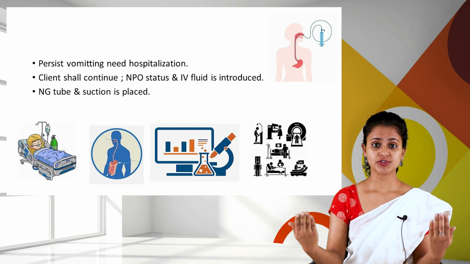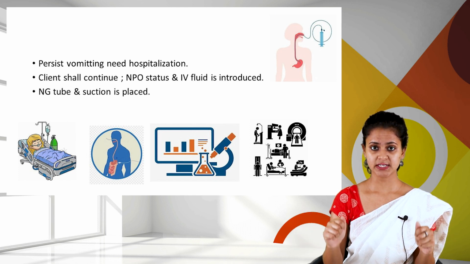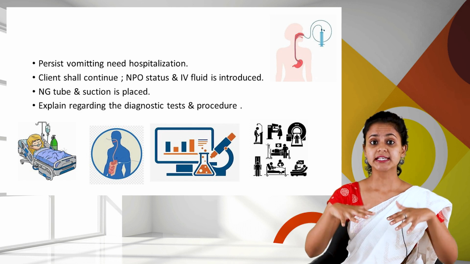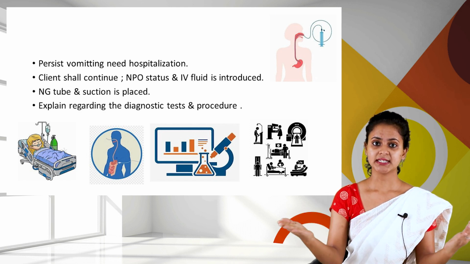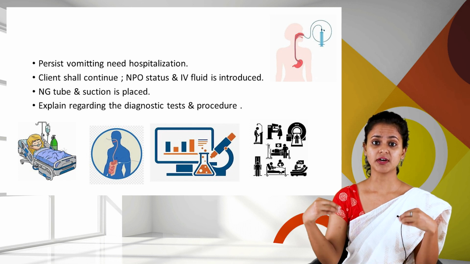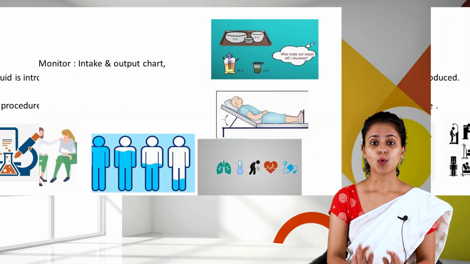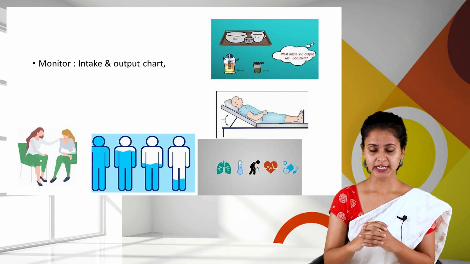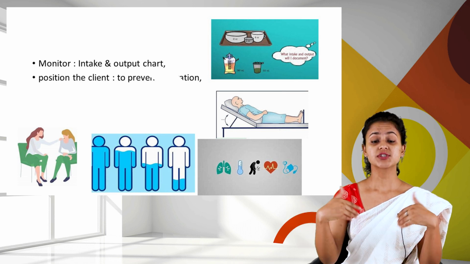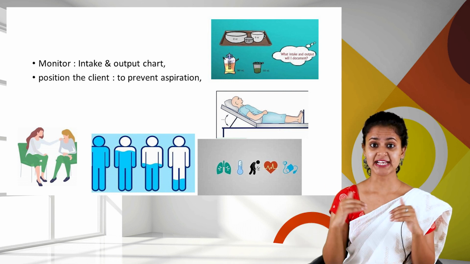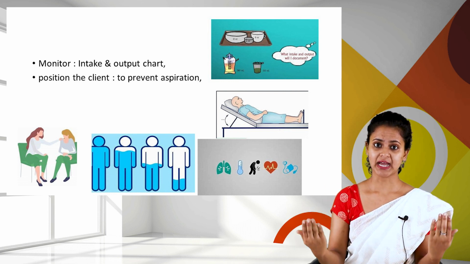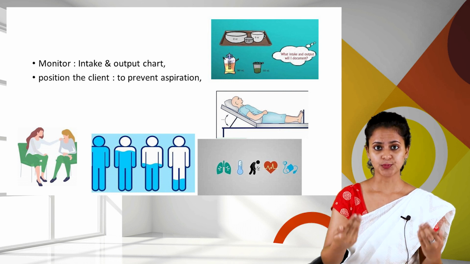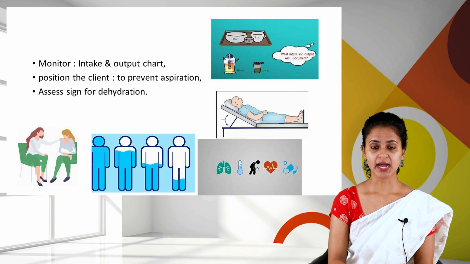NG tube or nasogastric tube placement and suctioning should be done by a nurse if it is required for the client. Explanation should be provided regarding the importance of the diagnostic tests and the planned medical treatment for the client. Monitoring of the intake output chart for the client with persistent vomiting episodes, and positioning of the client to reduce aspiration, often help the client to have proper promotion of health. Signs of dehydration should also be assessed by a nurse at regular intervals, as dehydration is the most common complication associated with episodes of vomiting.